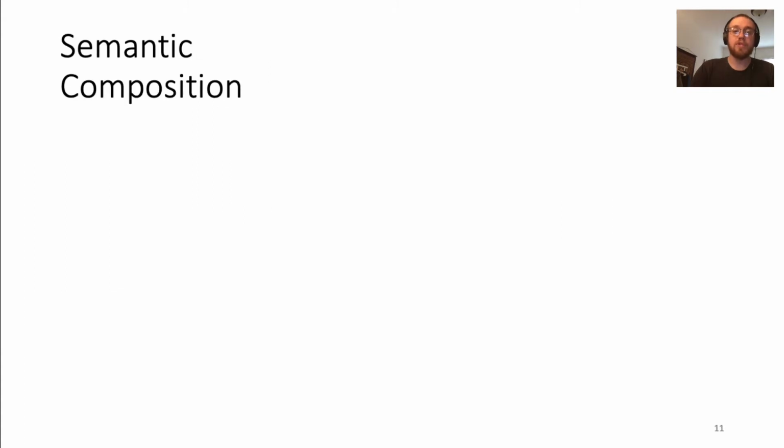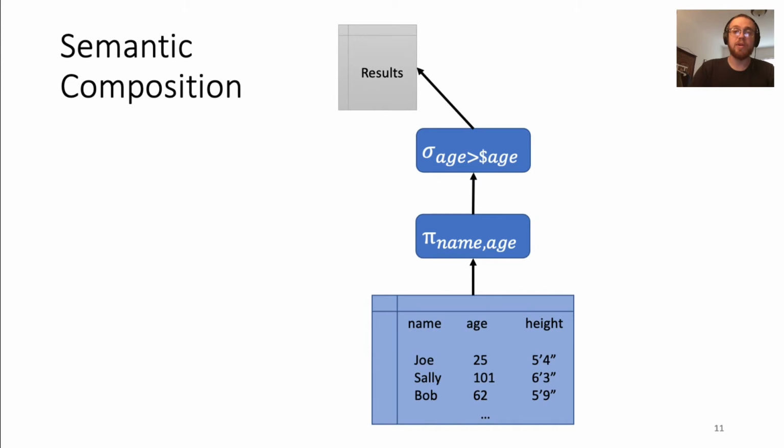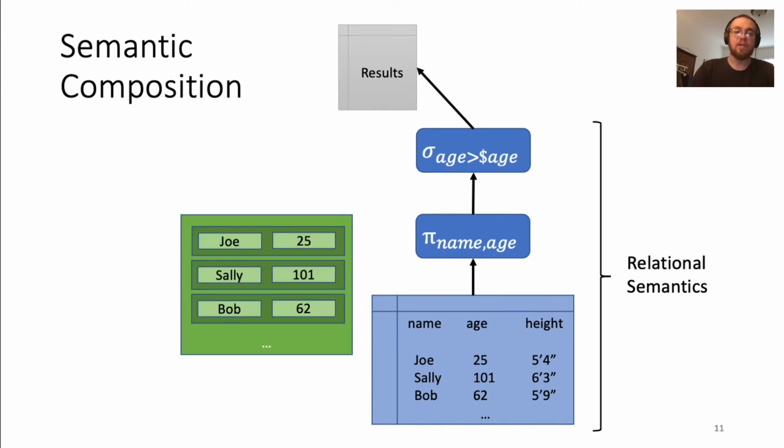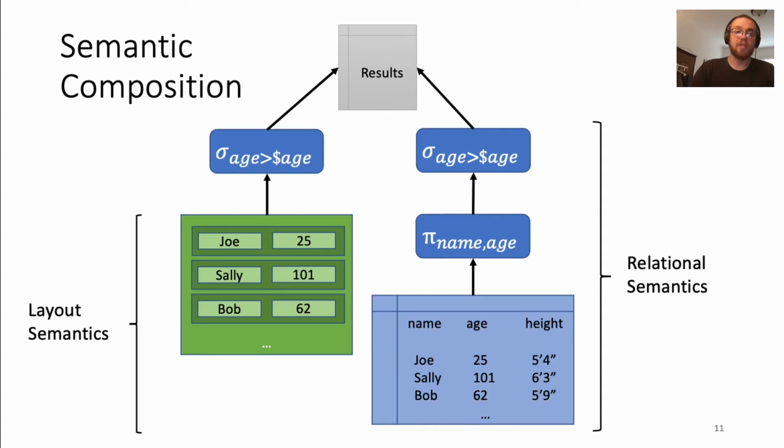An important feature of these three semantics is that the relational semantics, shown here, is equivalent to the composition of the layout semantics and the runtime semantics. So if we take this layout and we run the corresponding code that reads the layout, we will get results that are equivalent to the results specified by the relational semantics of the query.